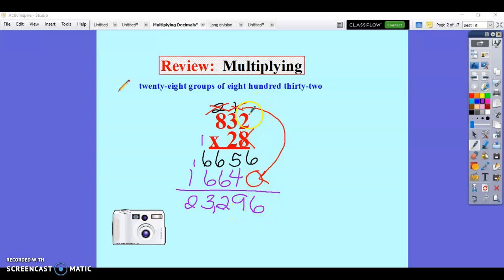Remember, this doesn't have any decimals. So we went through 8 times 2 is 16, 3 times 8 is 24, plus 1 is 25, 8 times 8 is 64, plus 2 is 66. Then you cross out everything, drop down your 0, and then you have 2 times 2, which is 4, 3 times 2, which is 6, and 8 times 2, which is 16. Then you should have had a plus sign and added 6 plus 0, 6, 5 plus 4, which is 9, 6 plus 6 is 12, 6 plus 6 is 12, plus 1 is 13, and 2 plus 2 is 4. And so you have 23,296. Now this does not have any decimals, it's just the regular number.